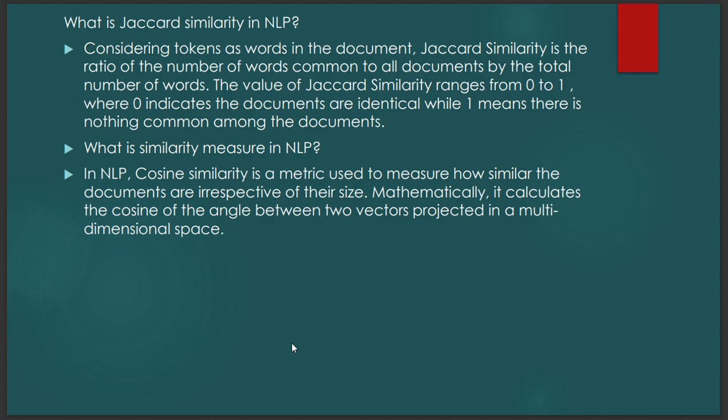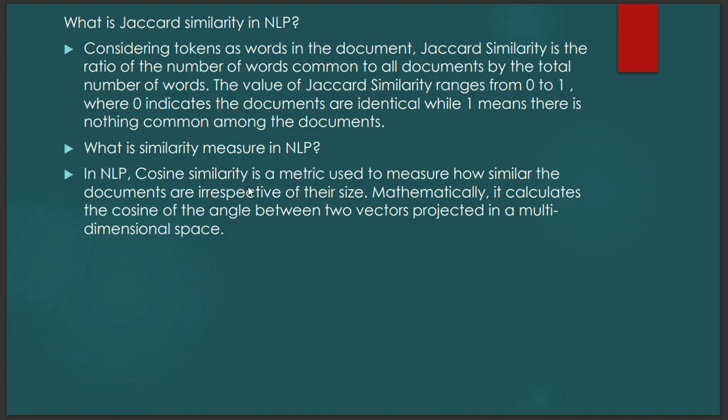What is Jaccard similarity in NLP? Considering tokens as words in the documents, Jaccard similarity is the ratio of the number of words common to all documents to the total number of words. The value of Jaccard similarity ranges from 0 to 1, where 0 indicates the documents have nothing in common and 1 indicates they are identical. Nowadays, it is used for plagiarism checking, document identity checking and copyright problems. We can use this kind of NLP technique.